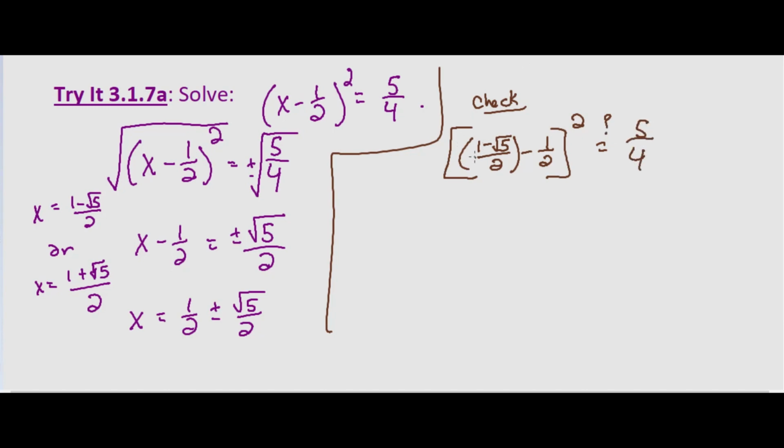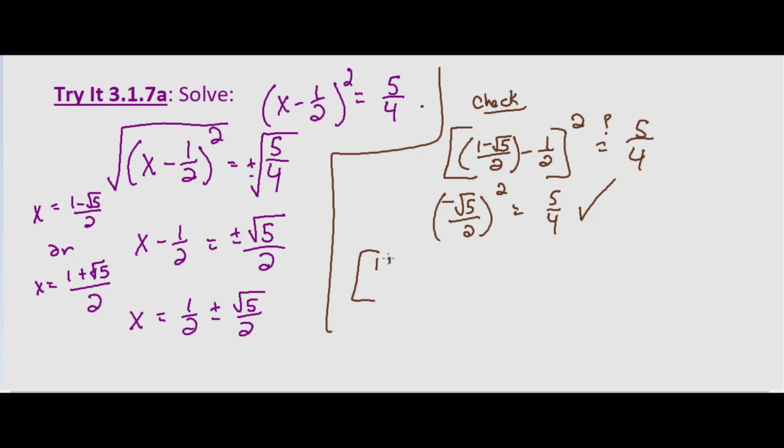So let's simplify what's in the brackets and parentheses first. We have 1 minus the square root of 5 over 2 minus 1/2. Well, that's the same denominator. So we have 1 minus the square root of 5 minus 1 over 2. The ones cancel. So we just end up with negative square root of 5 over 2, squared. We want to know, does that equal 5/4? Negative square root of 5 squared is just 5. 2 squared is 4, so this is a true statement. 5/4 equals 5/4.